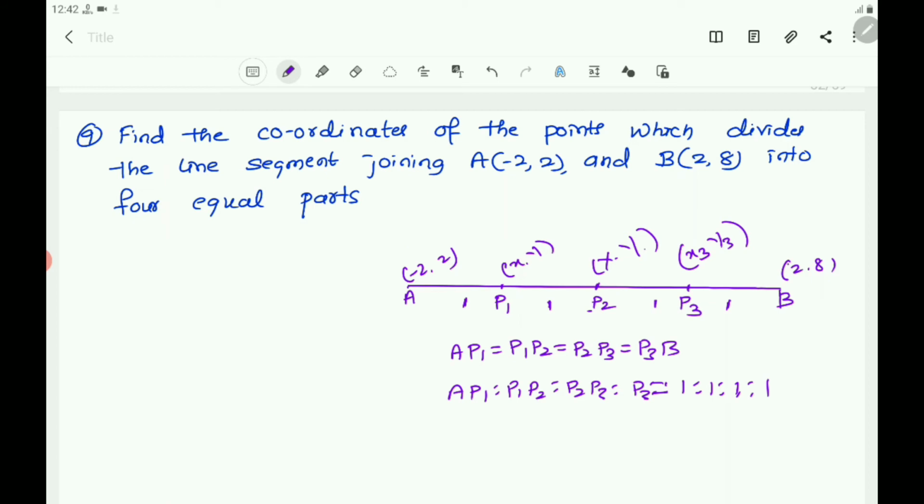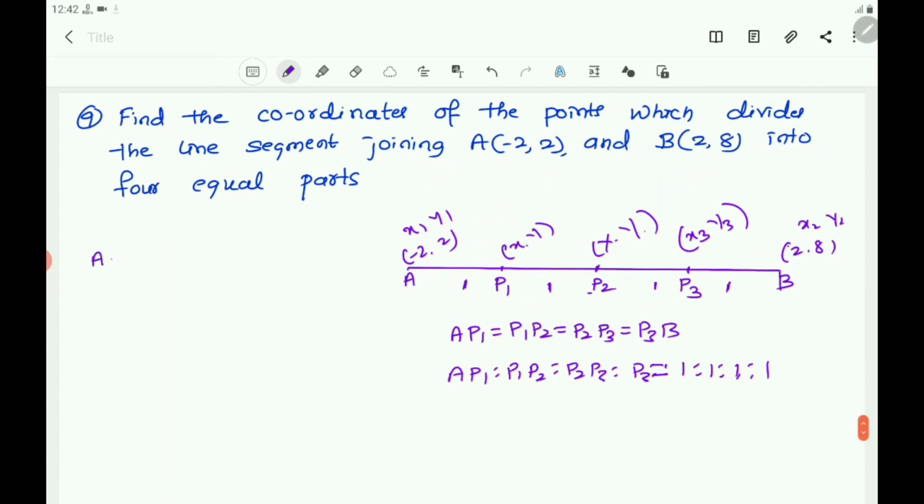Third one, because here we are considering this is x1, y1, this is x2, y2, and P1 is a point which divides the line AB in the ratio 1 is to 1 plus 1 plus 1, that is 1 is to 3, and P2 divides the line AB in the ratio 1 plus 1 is to 1 plus 1, that is 2 is to 2, that also 1 is to 1. Next P3 divides AB in the ratio 1 plus 1 plus 1 is to 1, that is 3 is to 1.